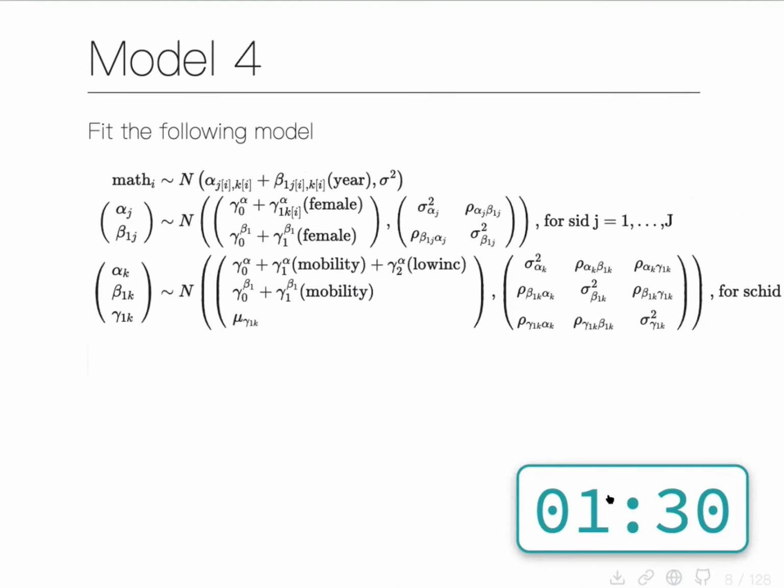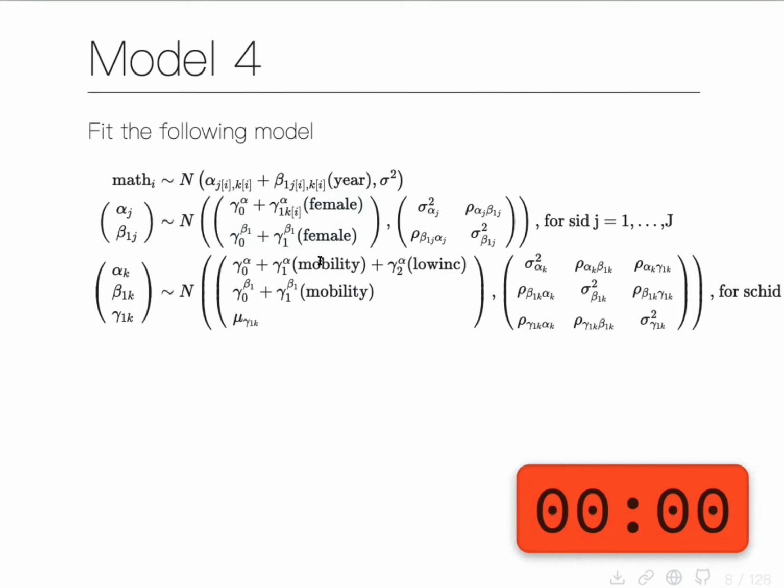Okay, let's try this one. In this case, this part is basically the same, except now we have alpha jk and beta 1 jk. So the year slope is varying at both the student ID level and the school level. At the student level, we have female as a predictor of the intercept and the slope. But notice the intercept predictor for female is also randomly varying at the school level. So whatever the effect of female is on their initial achievement, that's going to randomly vary across schools. So that also randomly varies at the school level.